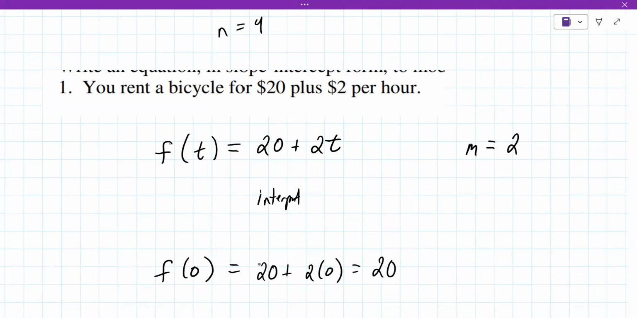Okay, now interpret. What does that mean in this scenario? He rents a bicycle for $20 and he gets charged $2 an hour. You just gave me the interpretation of the first part. Yes, it's $2 per hour. But what does this 20 mean in the context of the problem? Think about what this 0 is. It means you've not even rented it. You've just sort of said, I want to rent it. 0 times. You haven't done anything. You haven't spent any time on it.